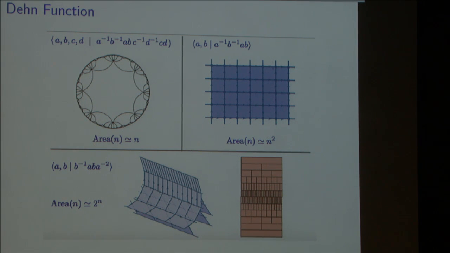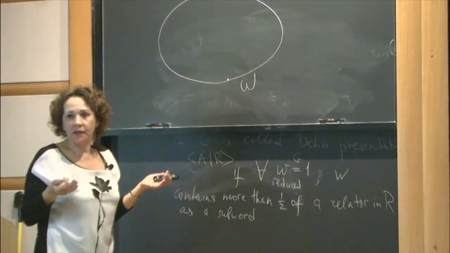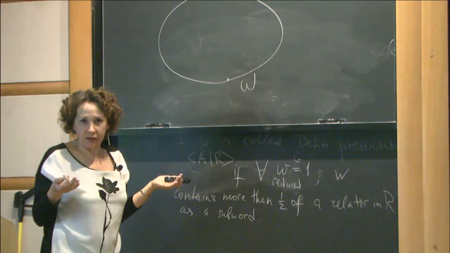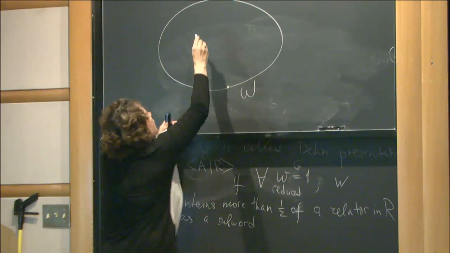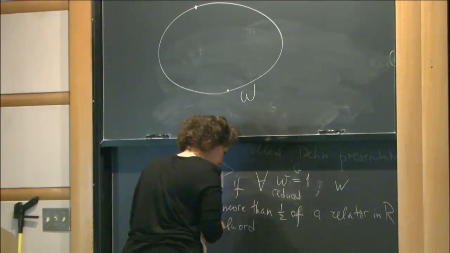Now this requires a proof which is a bit longer than I have time to do, but if we know this, then it is easy to show that the area function is a linear function, right? Because suppose we have a diagram. This is our word W. This word W contains more than a half of some defining relation, right? Suppose it's here.